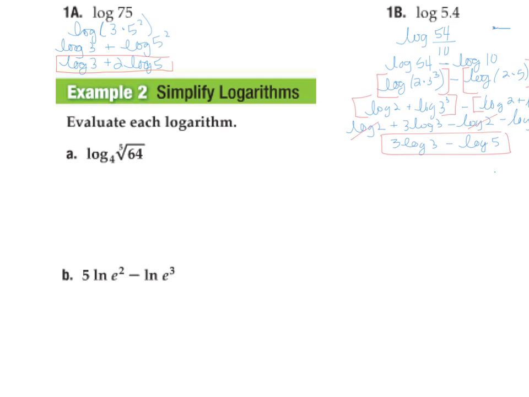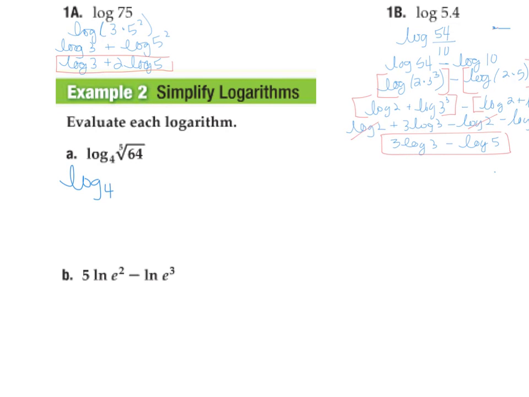In example 2, we want to evaluate the logarithms again. We're just going to do some simplifying. And for part A, we've got log base 4 of the 5th root of 64. If I go back and look at lesson 3.2, we had something where we had log base b of b to the x power is equal to x. So if I can make my log base 4 and then write 64 with a base of 4, then I've got something to work with.